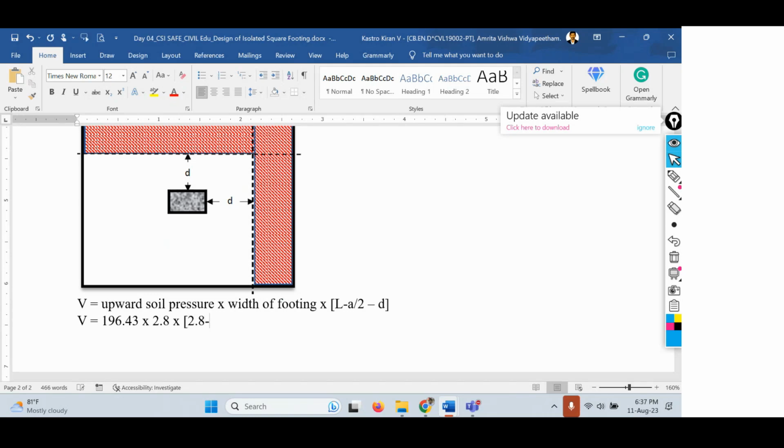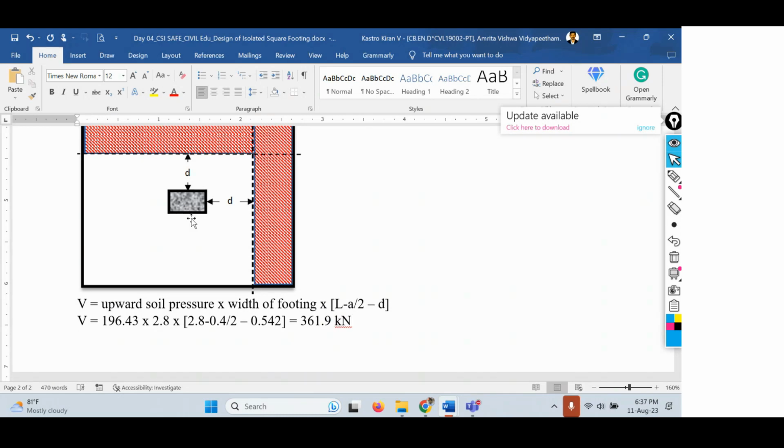2.8 minus a. What is meant by a? a is the side of the column. So what is the side of the column? Since it's a square column, it has equal sides, that is 0.4, which is given in the question, divided by 2, minus the effective depth. What is the effective depth? 542 mm. Let me keep it in meters, that will become 0.542 meters. From this, we can calculate the shear force value, which will be 361.9 kilonewtons. This is the shear force.